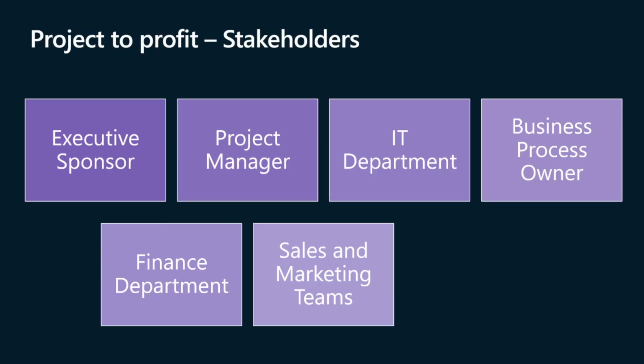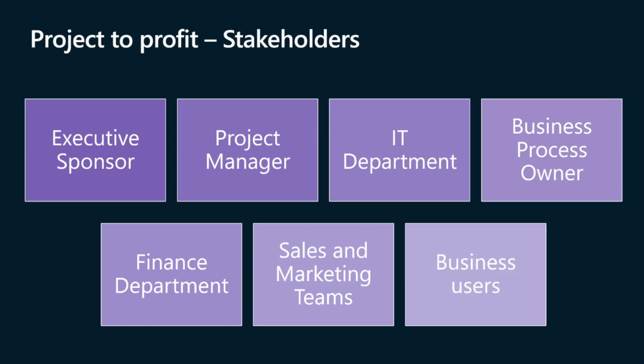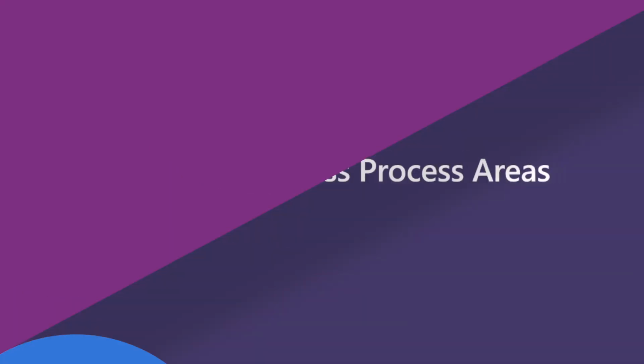Sales and marketing team generate revenue and ensure the project aligns with their process, such as lead generation and customer relationship management. And finally, business user. A user will record his activity related to the project, like time or expense.